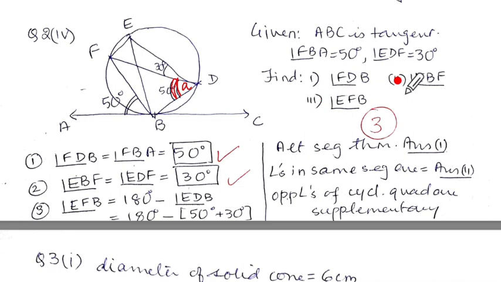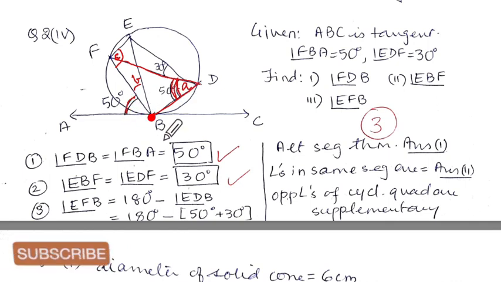Let's call this as A. EBF, let us call this as B, and EFB, let us call this as C. Okay, so what is known? Known is this 50 first. Now this is the chord at the point of contact. This is the tangent. So this becomes the alternate segment theorem. The angle in the alternate segment will be equal to this angle. So this is 50 degrees. Can you see that? Alternate segment theorem, and that's our answer 1.